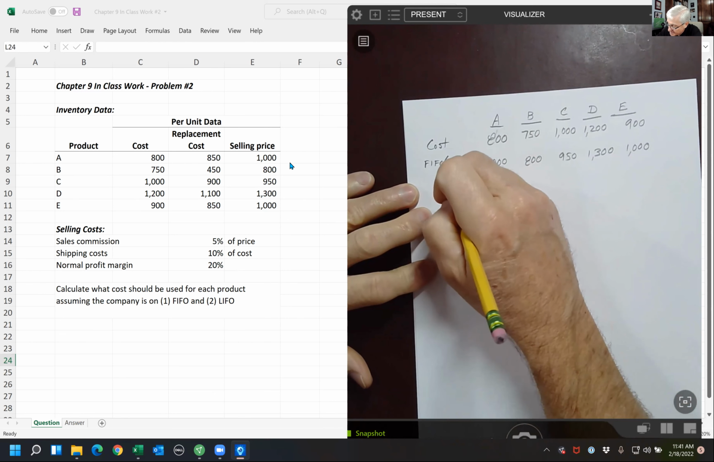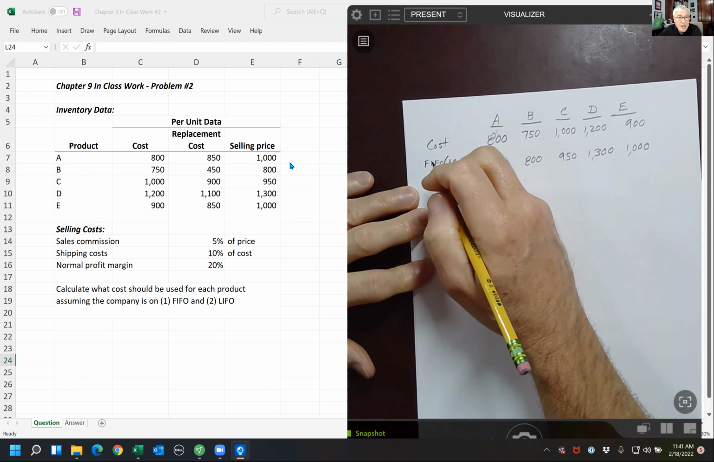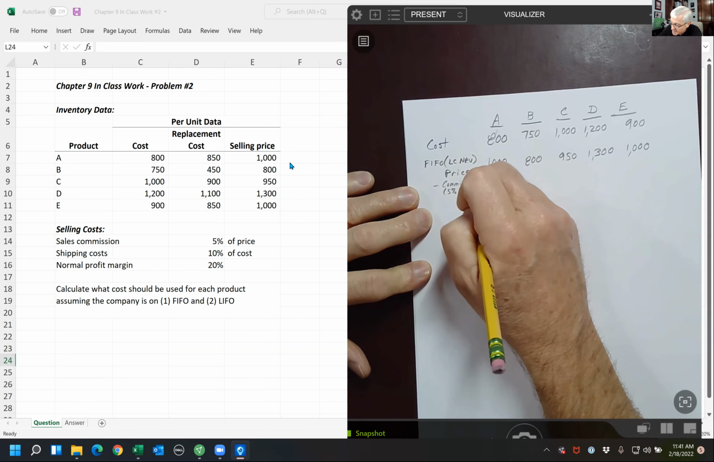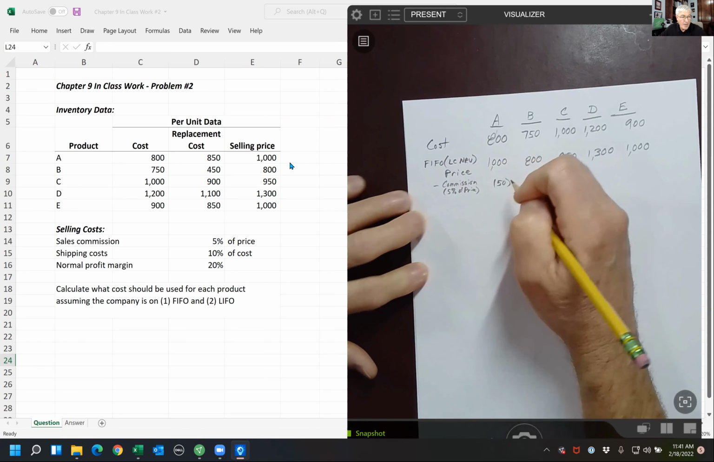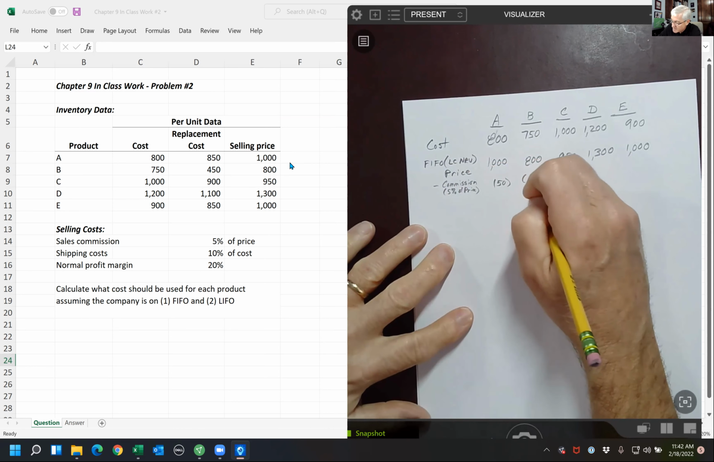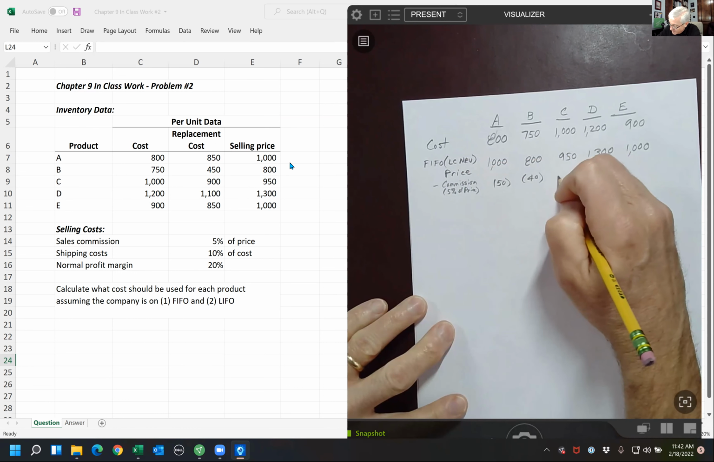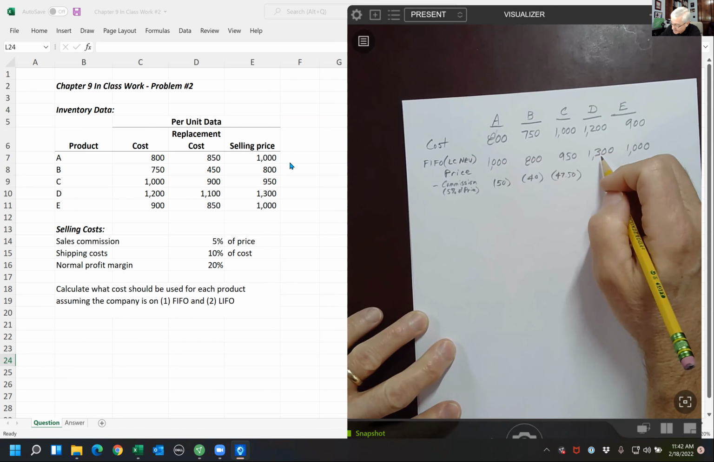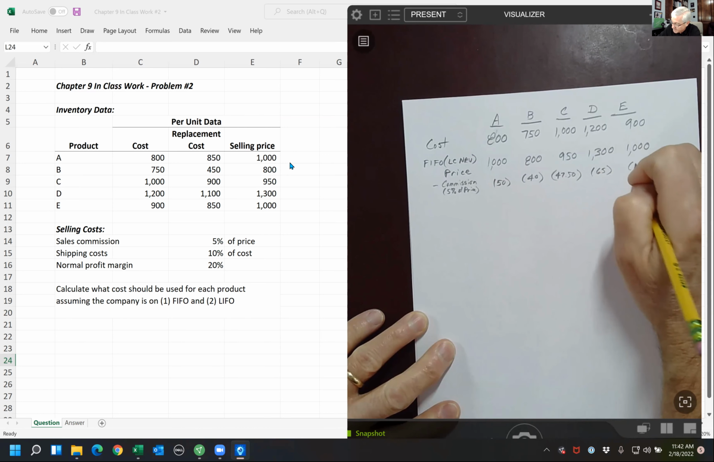Minus commission. In this case, the commission is just 5% of the price. So 5% of 1,000 is 50. 5% of 800 is 40. 5% of 950, 47.50. 5% of 1,300, 65. 5% of 1,000, 50.